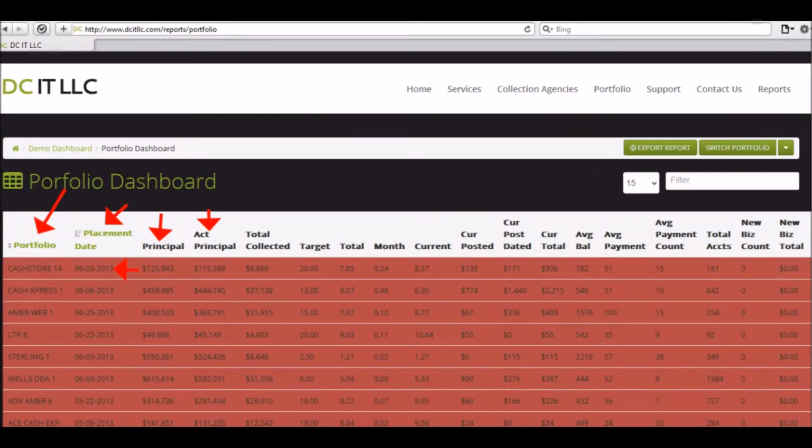Next is the total collected column. This shows how much money you have collected on the file so far. This amount does include posted and all pending money on file.